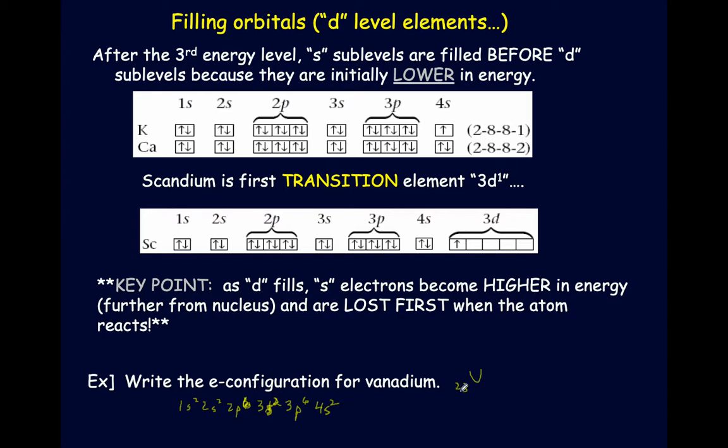And now we need 3 more. So what we're going to do is use the d level. So we're going to go 3d, and we're going to have 3d3. So that would be the configuration of vanadium, because vanadium is going to have those extras.